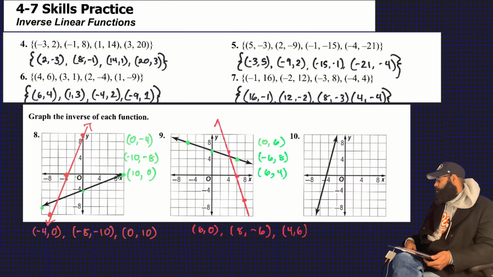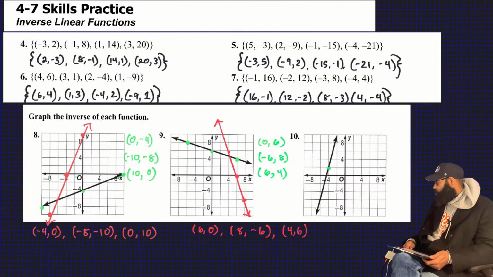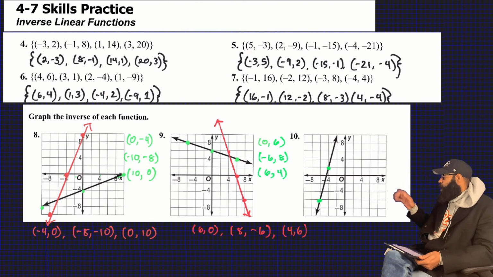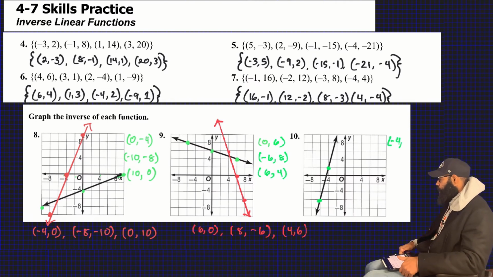Bam. Last one. Arrows on the end, of course. But for number 10 now, guys, we're gonna do the same thing. Pick your points. Again, y-axis, not very helpful. X-axis, not very helpful. But that point is very obvious and easy to see. I can plot it out, write it out, right?